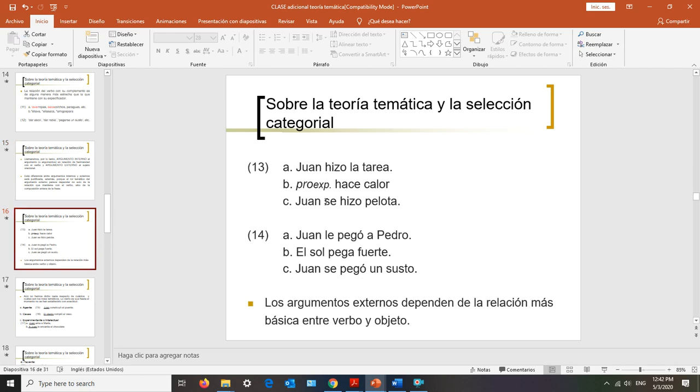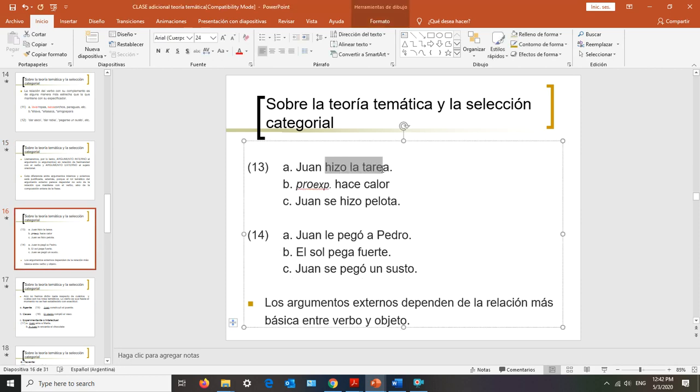Take a look at this. We have Juan hizo la tarea. So it's not just hizo and its semantics that allow us to understand that Juan is an agent, but the entire verbal predicate plus its internal argument, their combination in terms of semantics, that allows us to determine that Juan is an agent here. Right?